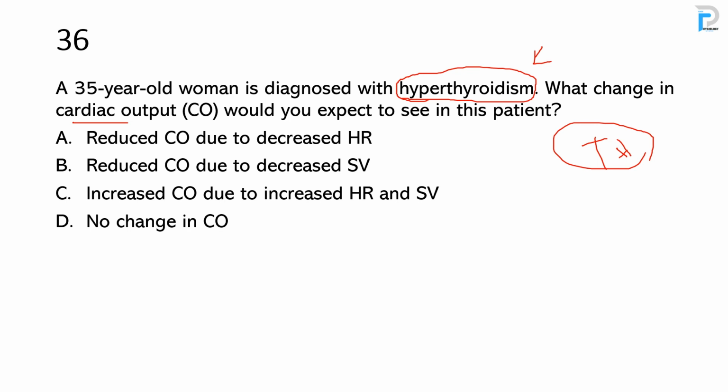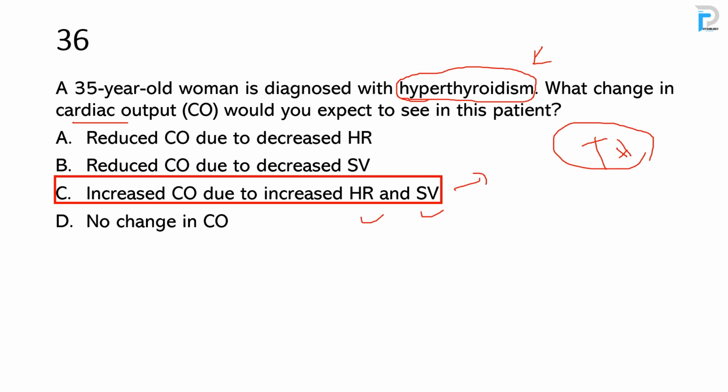So that is going to stimulate the heart, and the stimulation of the heart is going to increase contractility and increase heart rate. So the correct answer here is going to be option C, which is an increase in both heart rate and stroke volume. That contributes to the increase in cardiac output, which is a feature seen in hyperthyroid patients.